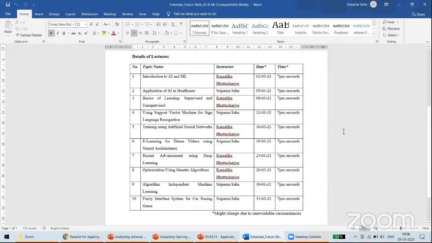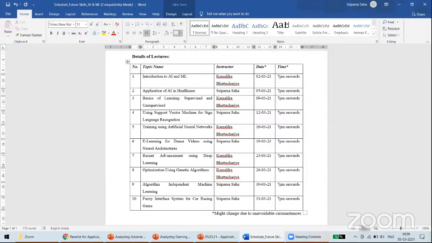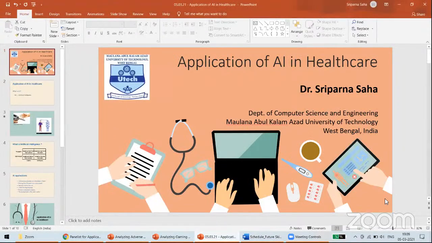So I'll be starting the screen sharing. I hope it is visible. This is today's lecture that we are going to talk about, that is application of AI in healthcare. So what was the last day's topic? Last day, your Kamulika ma'am gave you the introduction about AI and ML. So let's start today's topic, application of AI in healthcare.